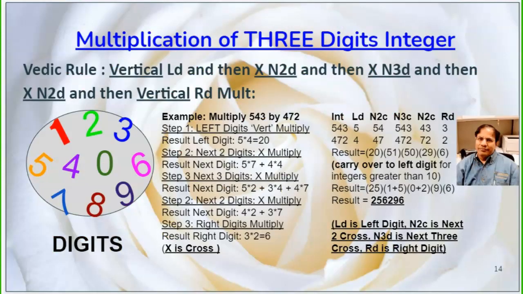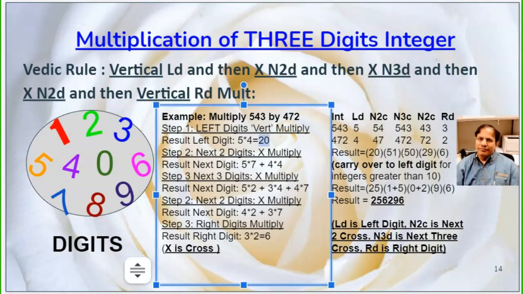Now you can see what I have done on the other sheet by hand. So the first thing is left digit multiply vertically, so this is 5 times 4, which is 20. And then we take 2 digits at a time and multiply. So the multiplicand is 5 times 7. The cross multiplication is 5 times 7 and 4 times 4, which will be 51. And then we end up with 51 shown here.